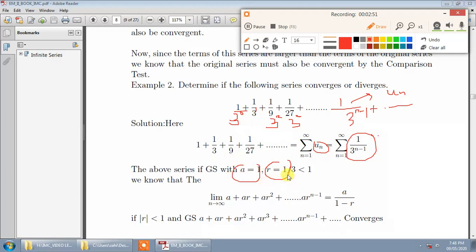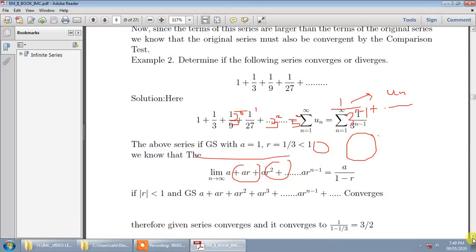And we know that if the common ratio is less than 1, and we have an infinite geometric series, then the sum is equal to the first term divided by 1 minus the ratio. The first term is 1, so it is 1 divided by 1 minus 1 by 3. So the series converges because r is less than 1, and the value is 1 divided by 1 minus 1 by 3. 1 minus 1 by 3 is 2 by 3, and in the numerator it becomes 3 by 2. So it converges to 3 by 2.